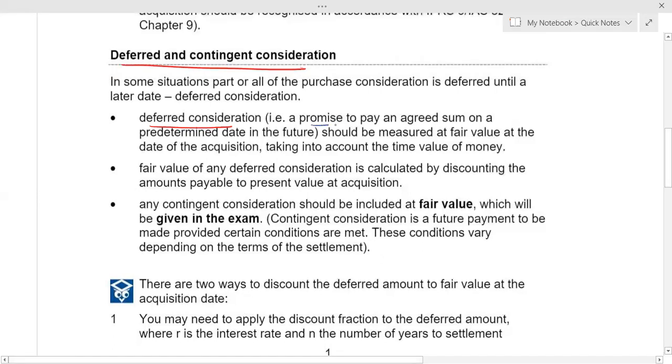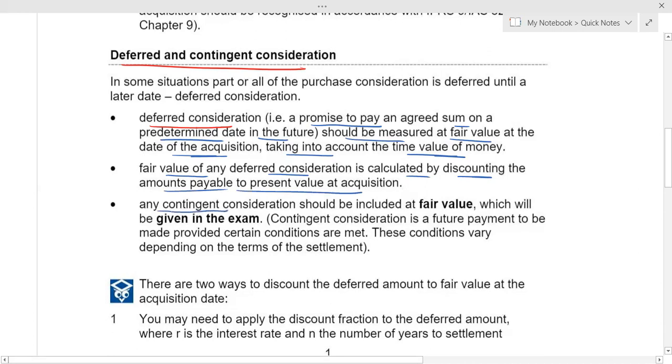It is a promise to pay an agreed sum on a predetermined date in the future. It should be measured at fair value at the date of acquisition, taking into account the time value of money. Fair value of any deferred consideration is calculated by discounting the amounts payable to present value at acquisition.